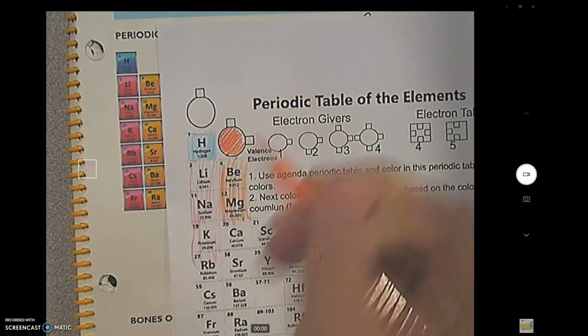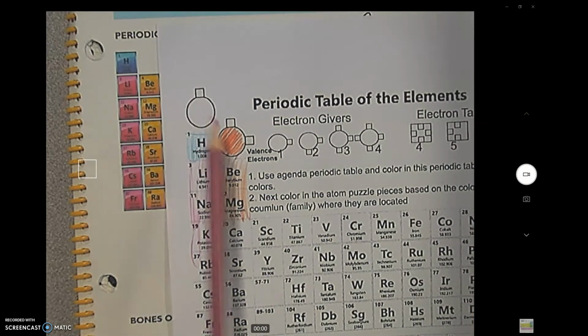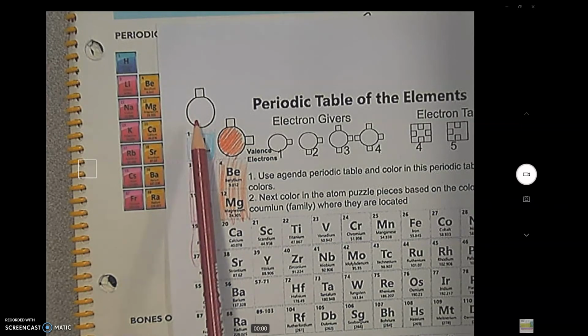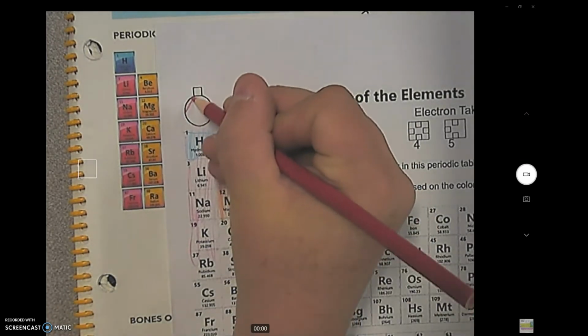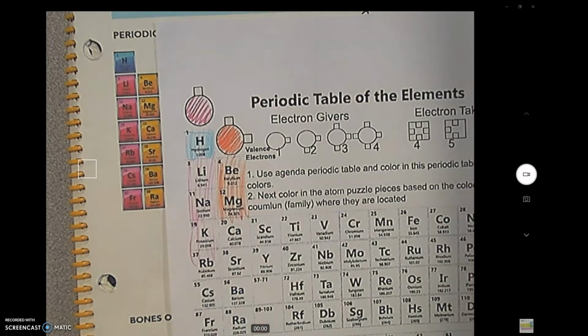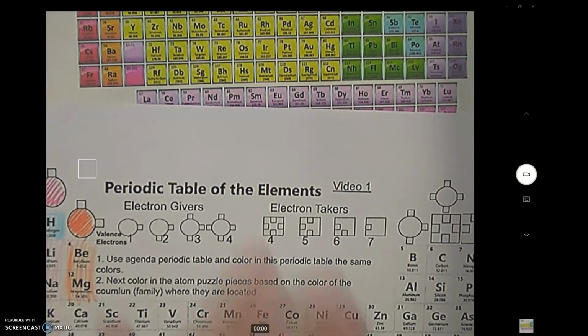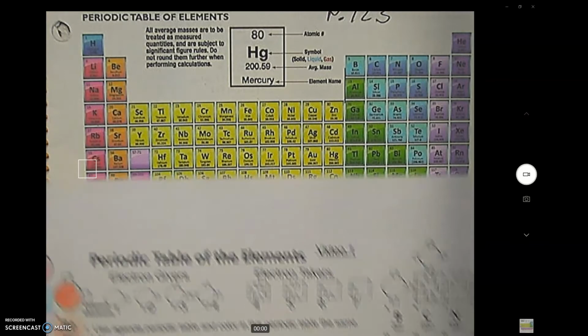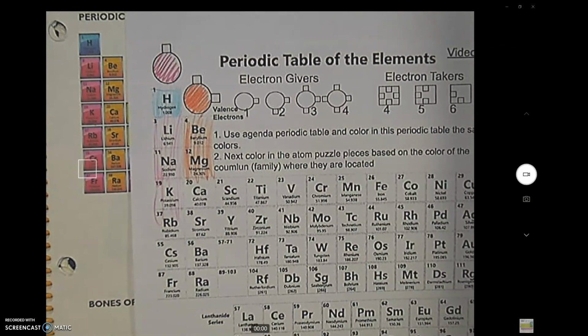On this first column, again, also called a family, I could color this one in red or I could color it in blue. Choice is up to you. Actually, I'd probably color it in red just because there's so many of them that are red and not blue. And again, hopefully you do a nicer job of coloring. I'm doing this quickly. Now, you're going to color in this whole periodic table based on the colors you see on your periodic table in your agenda. Once you get that done, we're going to go to the second step.